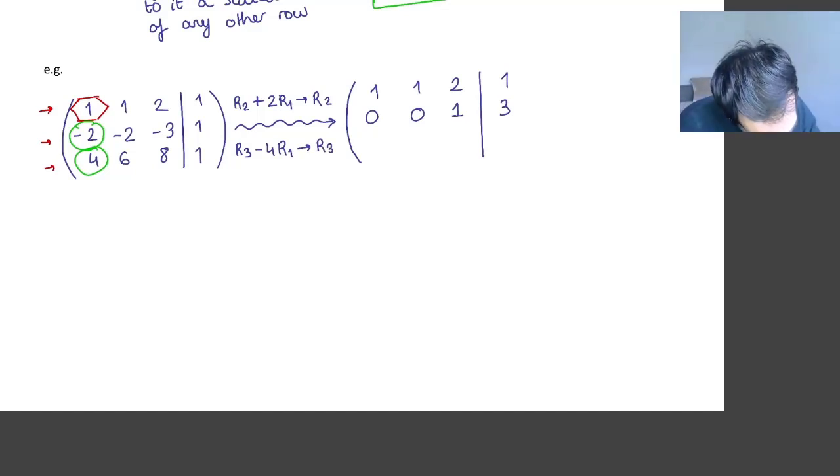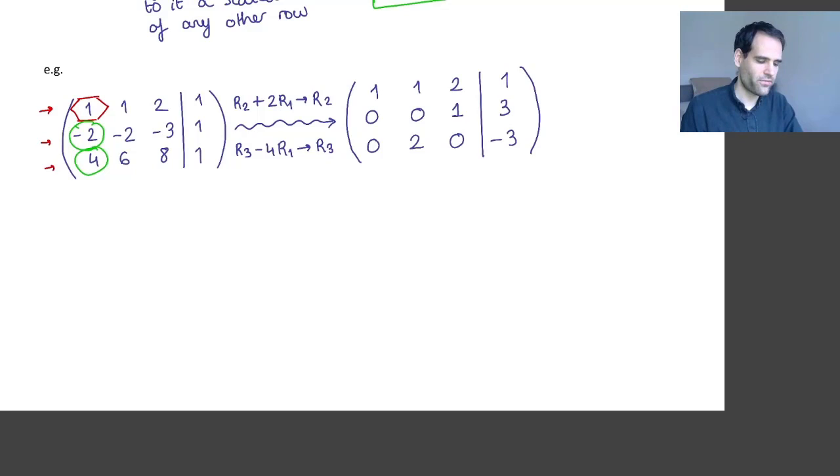So 4 minus 4 is 0. 6 minus 4 is 2. 8 minus 8 is 0. And 1 minus 4 is minus 3. So this has been our first 2 Gaussian steps.